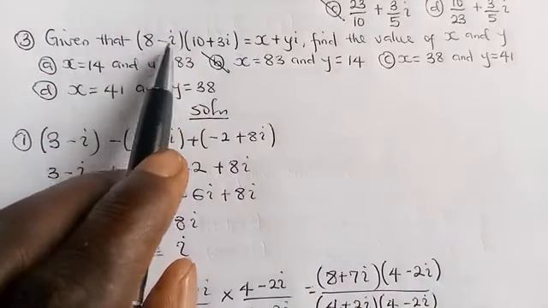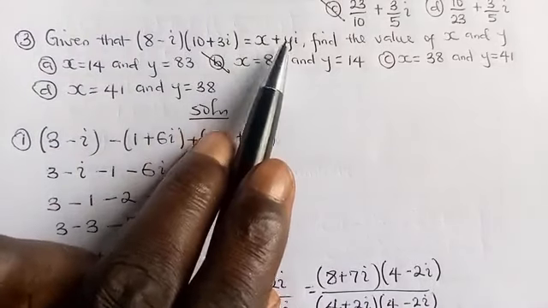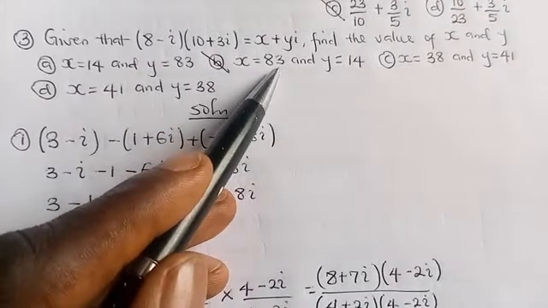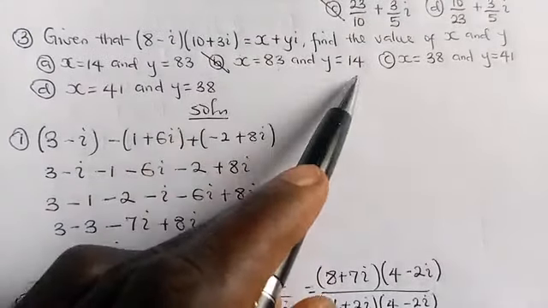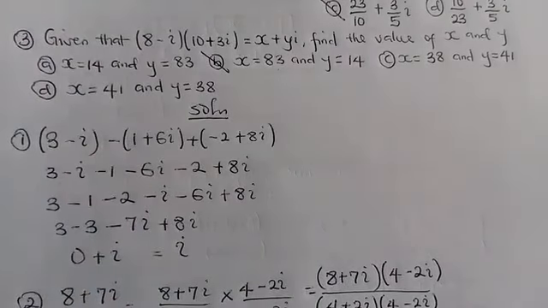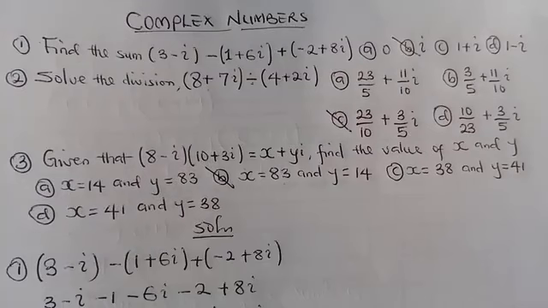Given that 8 minus i multiplying 10 plus 3i is equal to x plus yi, the value of x is 83, while the value of y is 14. So this is how to solve for complex numbers, whether it's multiplication of complex numbers like we have it in number 3, or division of complex numbers like we have it in number 2, or addition of complex numbers like we have in number 1.